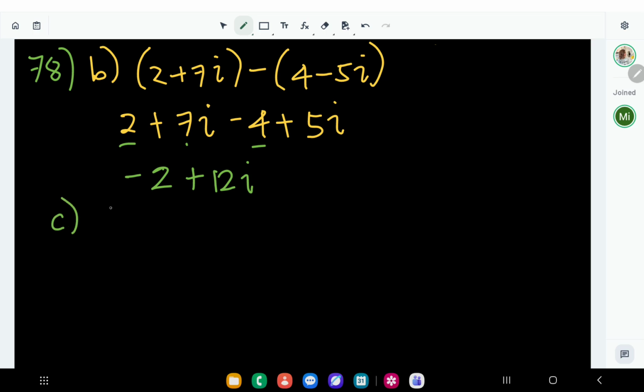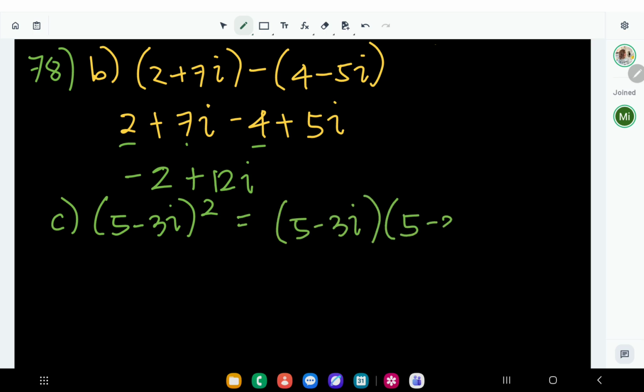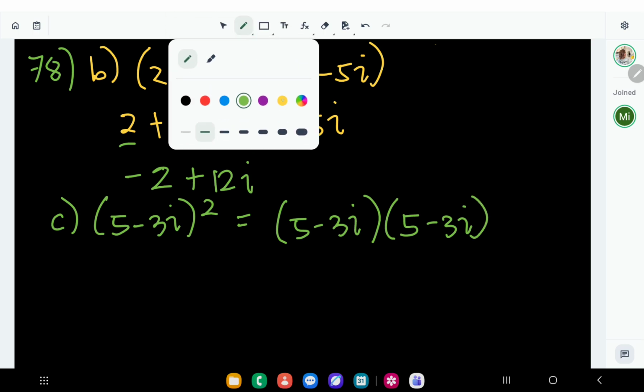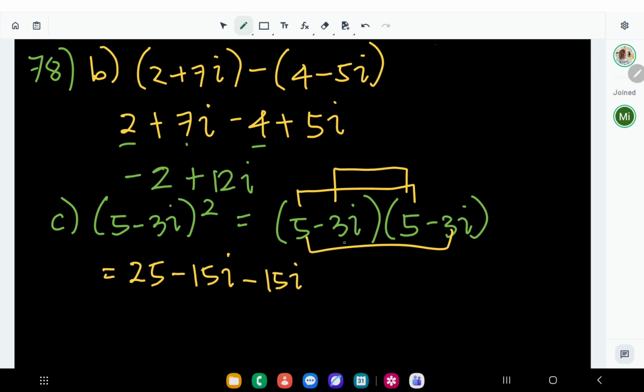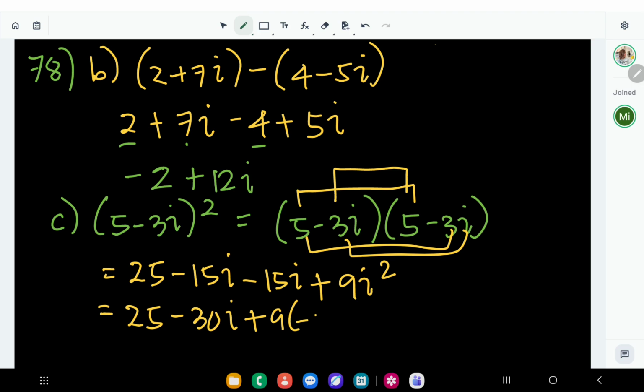Then for letter C, 5 minus 3i squared is equal to 5 minus 3i times 5 minus 3i. Then we FOIL, that is 25, then minus 15i, minus 15i plus 9i squared. So this is 25 minus 30i plus 9 times negative 1.